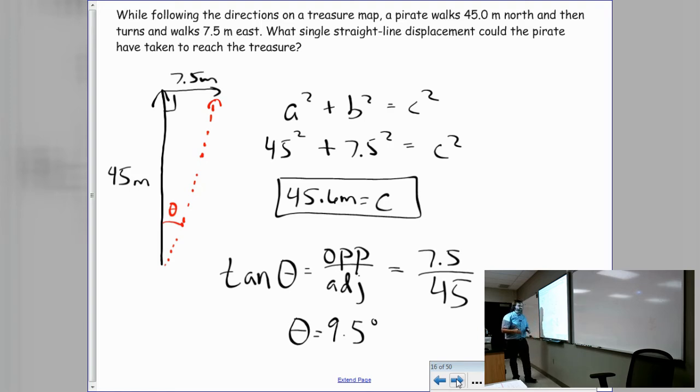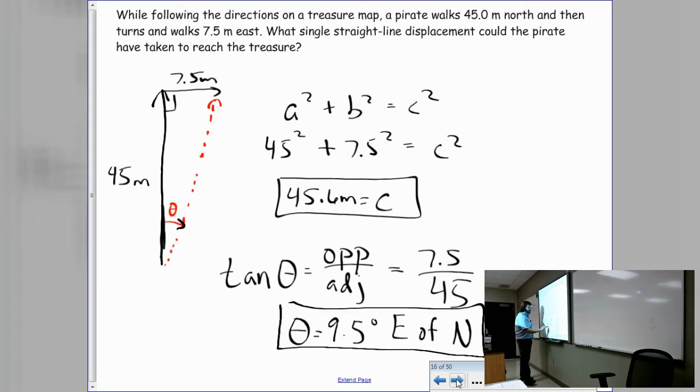So north, south, east, and west here, because again, 9.5 tells me the portion of the triangle, but doesn't really give me necessarily a direction. And so what I need to remember is that I started at completely north and I went east of that. So it's 9.5 degrees east of north. And that would be my direction. So the pirate should walk 45.6 meters at 9.5 degrees east of north to get to the treasure, instead of just, again, walking directly north and then directly east.